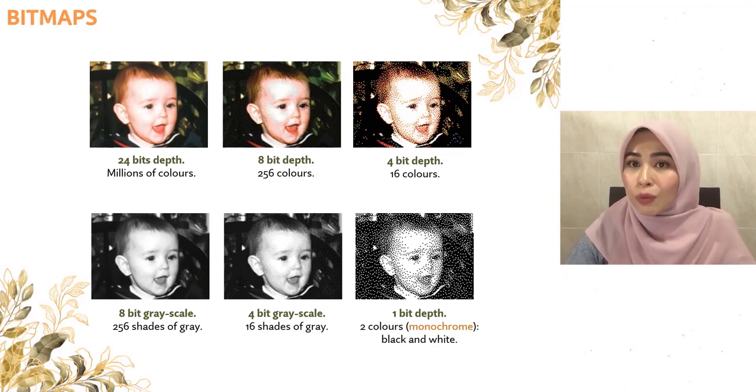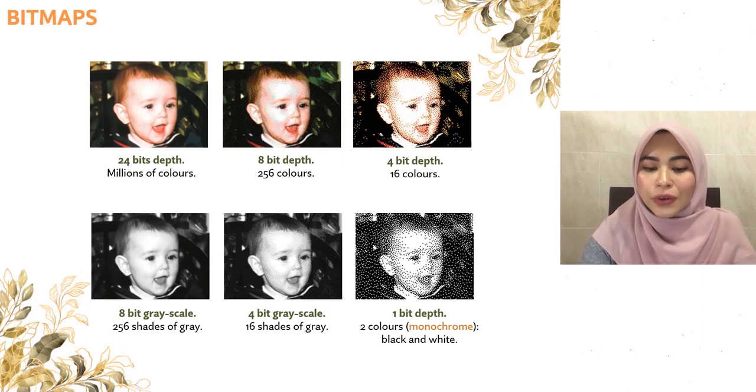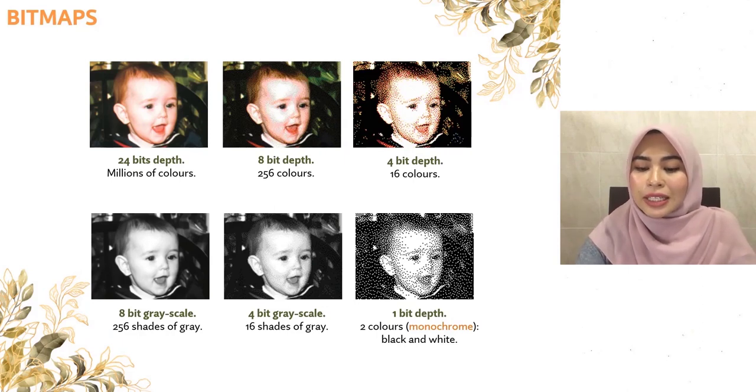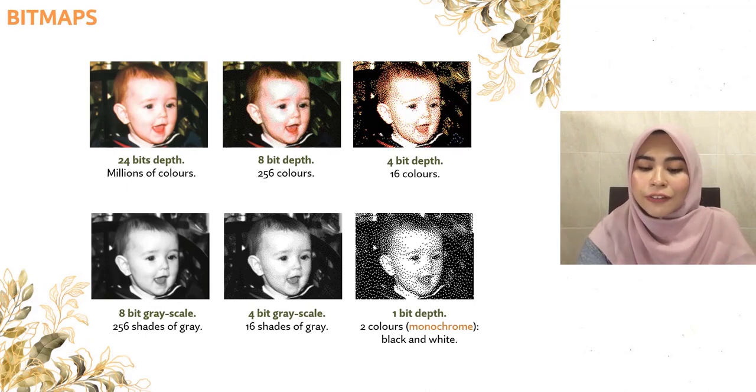Okay, it is not black and white. Grayscale. Okay, grayscale meaning that there are many shades of gray that can be produced within that picture. So if you have a 4-bit grayscale, it has a lower resolution than 8-bit grayscale, because 4-bit grayscale can contain 16 shades of gray, whereas 8-bit grayscale can contain 256 shades of gray, which has a higher resolution.